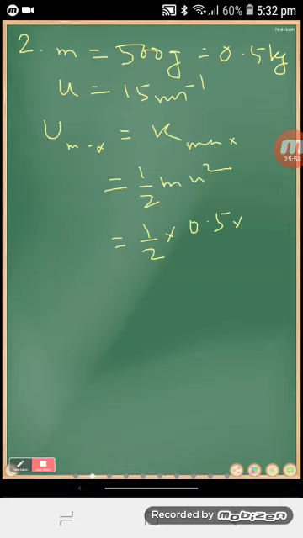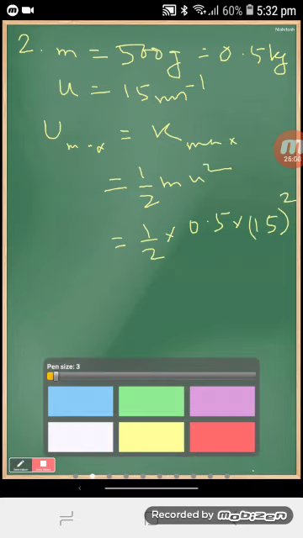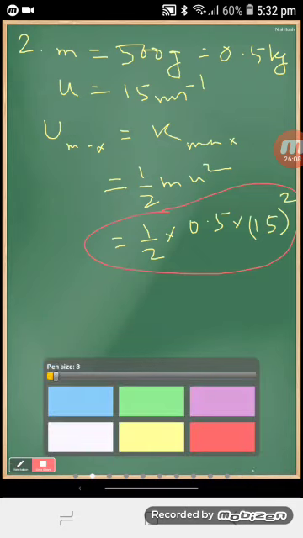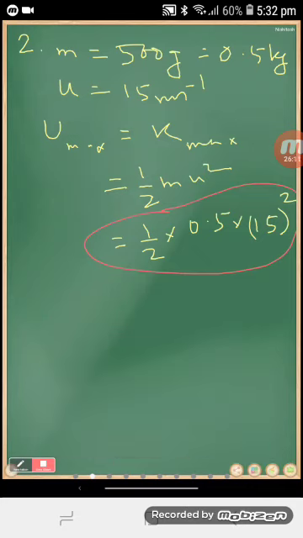Please, substitution of values is very important. This step is always very important. So whenever you are solving a numerical, do not forget to show the substitution of the values. How simple it is. Now on solving this, this will be 225 multiplied by 5 and then divided by 2. The answer comes out to be 56.25 joules. So this is your K max.